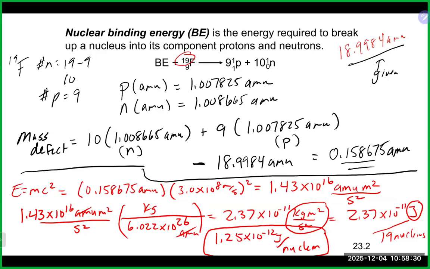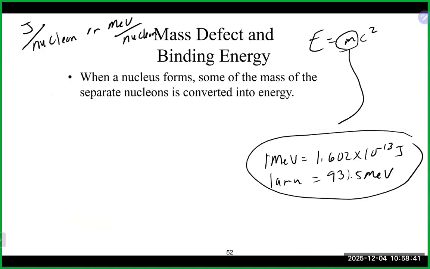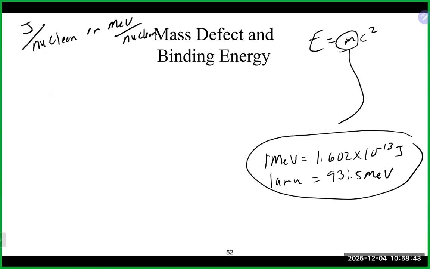So any questions on that there? Now, if you wanted to convert that into mega electron volts per nucleon, you can use, actually, I'll borrow this page here and we'll take a look at it. We can take our 1.25 times 10 to the minus 12 joules per nucleon. And we could also just use our conversion here between joules and mega electron volts.